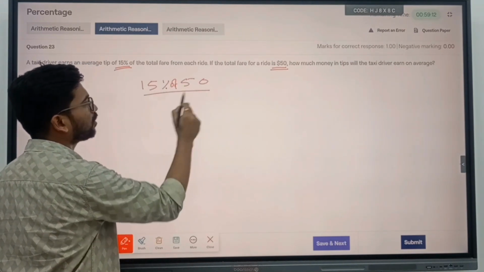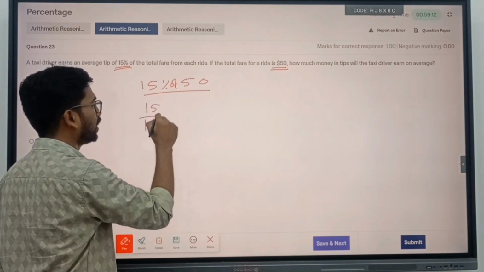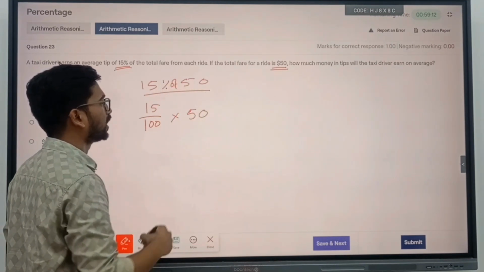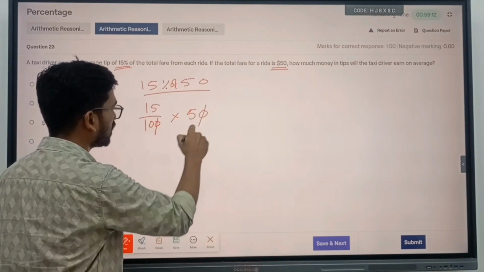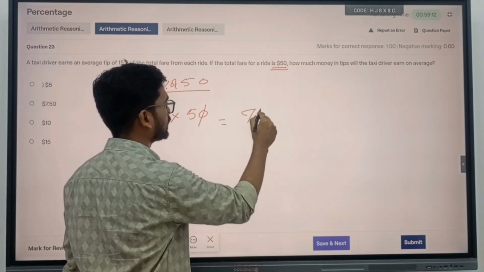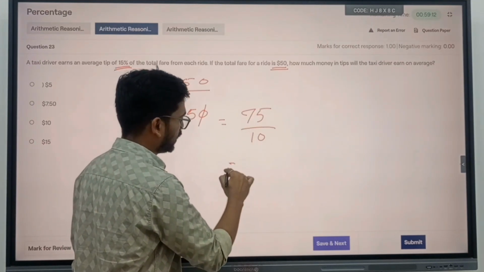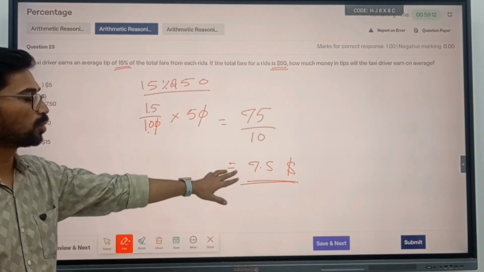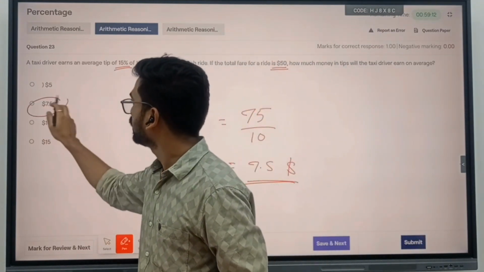What is the 15% of 50? And now we know 15% is nothing but 15 divided by 100. 15 over 100. And we will multiply it by 50 because we need to calculate how much out of 50. Now solving this 0 gets cancelled out with this 0, 15 5s are 75 and 10 as it is. What is 75 divided by 10? It is nothing but $7.5. Now he will make $7.5 as a tip. Which option is correct? Option B or option number 2 is correct.